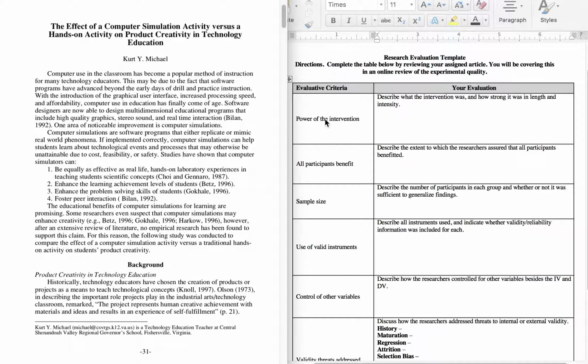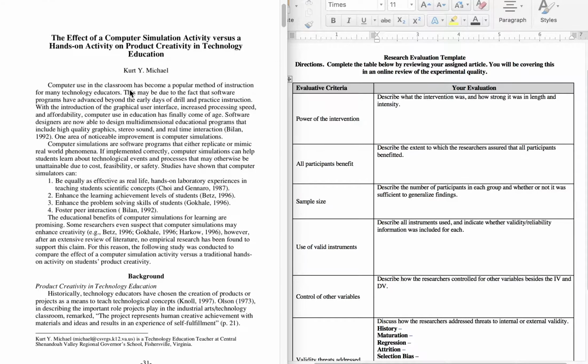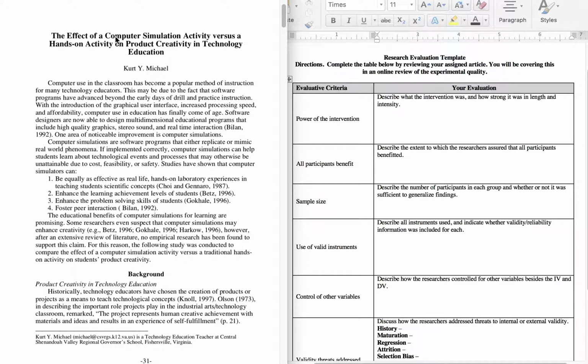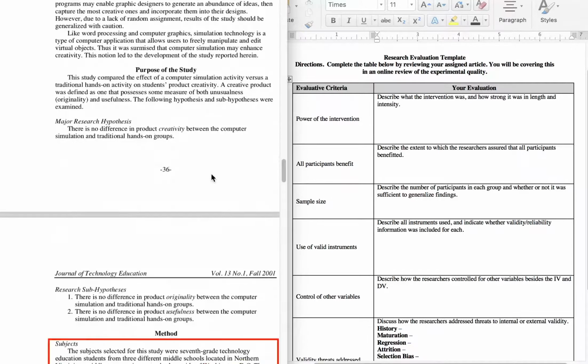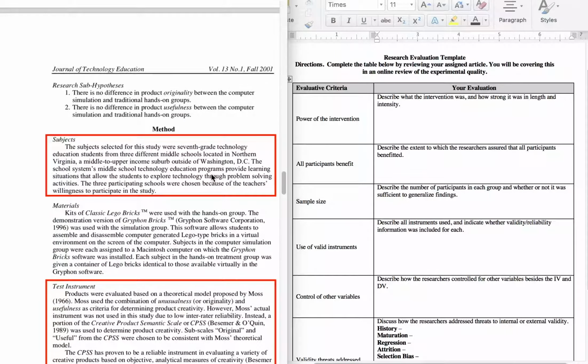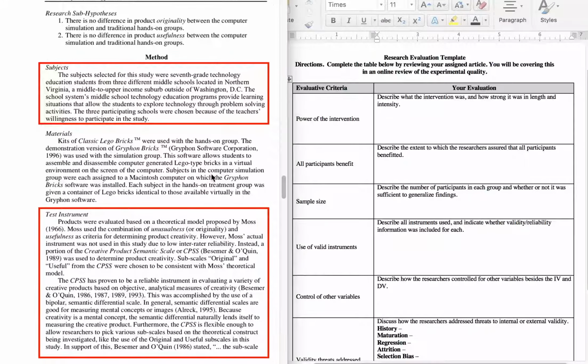So the first thing you're going to be looking at is the power of the intervention. So whatever experiment I give you, was the intervention long enough, appropriately designed, deep enough to actually bring about the results. The one I'm going to be using as a sample is the effect of a computer simulation activity versus a hands-on activity on product creativity in technology education. So of course we can skip through all this introduction stuff because we don't really care about that right now. And we can just go straight to the method.